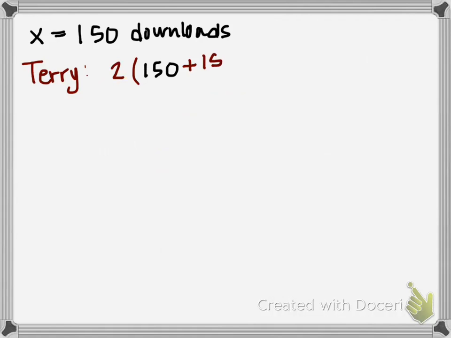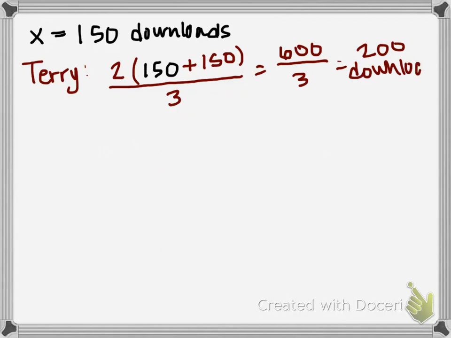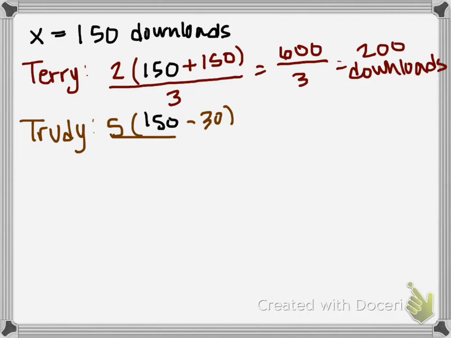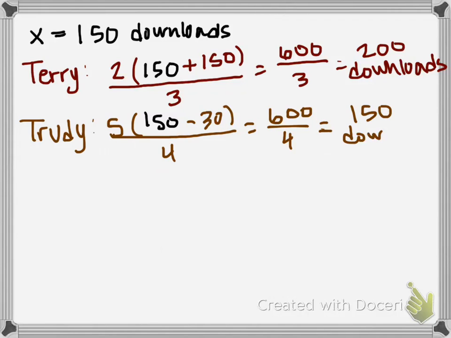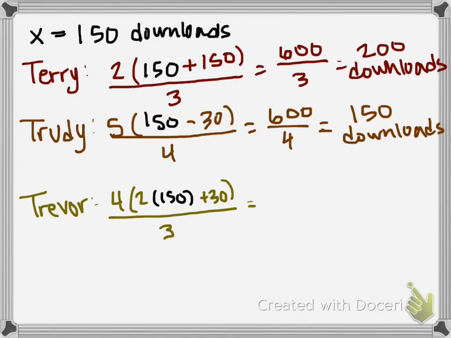For Terry, we just substitute 150 into the x place, and we get 200 downloads. For Trudy, we substitute 150 into the x place, and we get 150 downloads. And for Trevor, we substitute 150 into the x place, and we get 440 downloads.